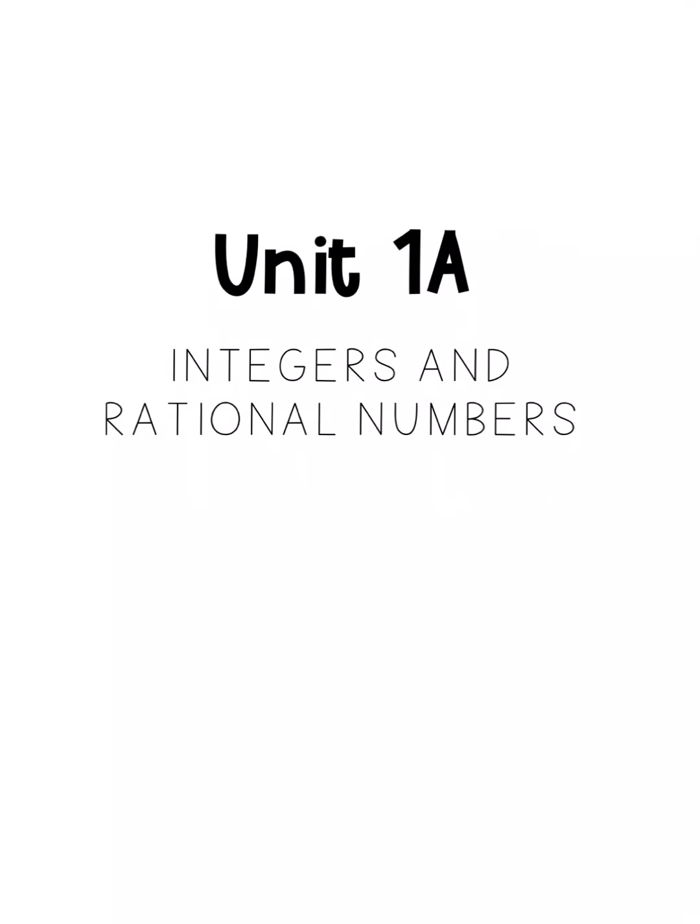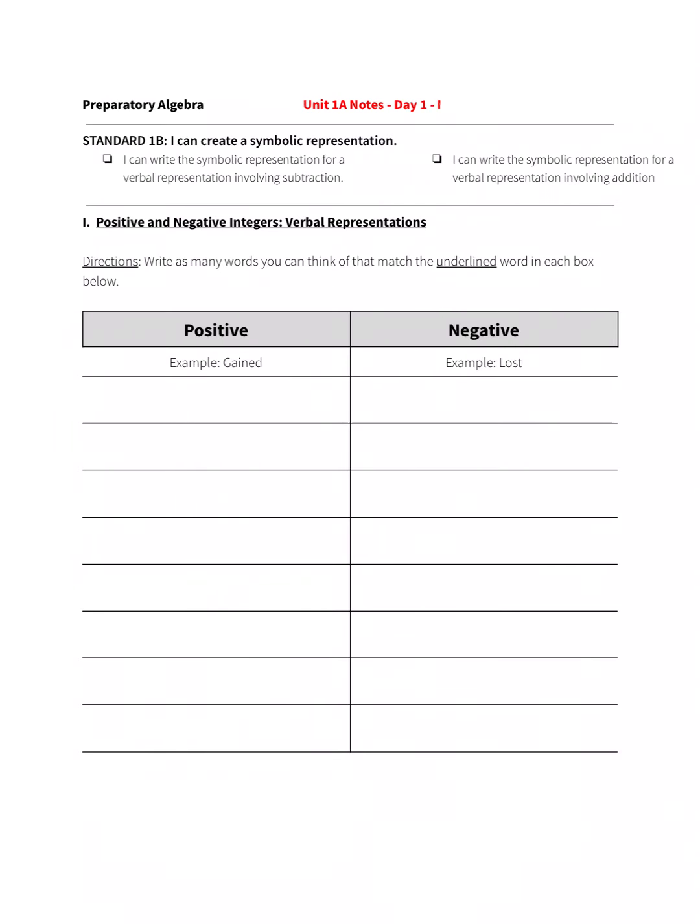These are your Unit 1A, Integers and Rational Numbers, Day 1 notes. Because this is your first set of video notes, I'm going to review a few key things. First of all, the name of the assignment is always going to be here in red, Unit 1A Notes, Day 1. Next, you'll have the standard that's being addressed below. These notes we're looking at Standard 1B. I can create symbolic representation.